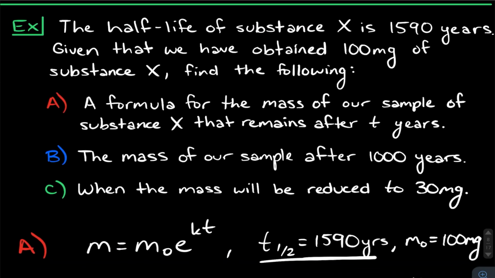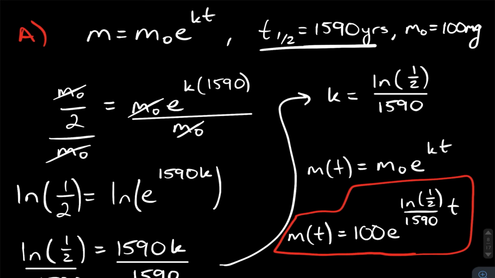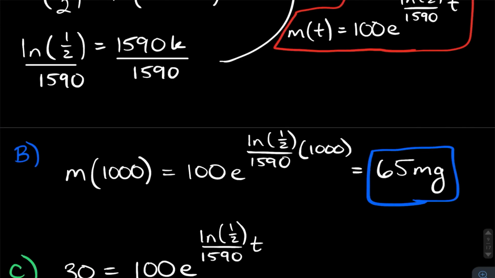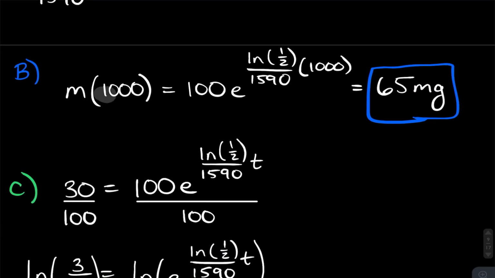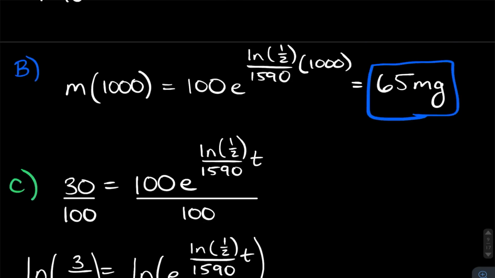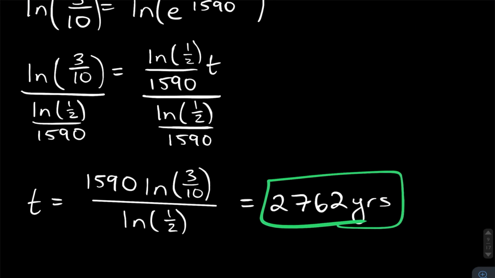So we did our problem. We started off by finding k. That's usually what we have to do in any problem. And that gave us our equation for m of t. We used the m of t equation to find what the mass would be after 1,000 years, and we also figured out the time it would take for us to get a final mass of 30. And that just involved doing some algebra. So that's it for radioactive decay.